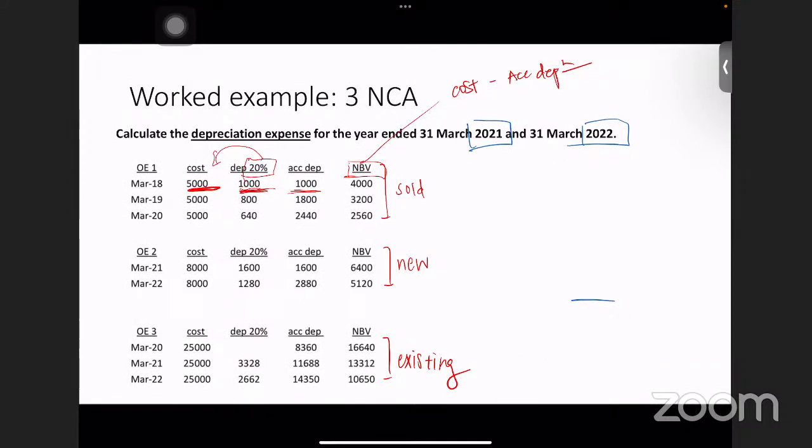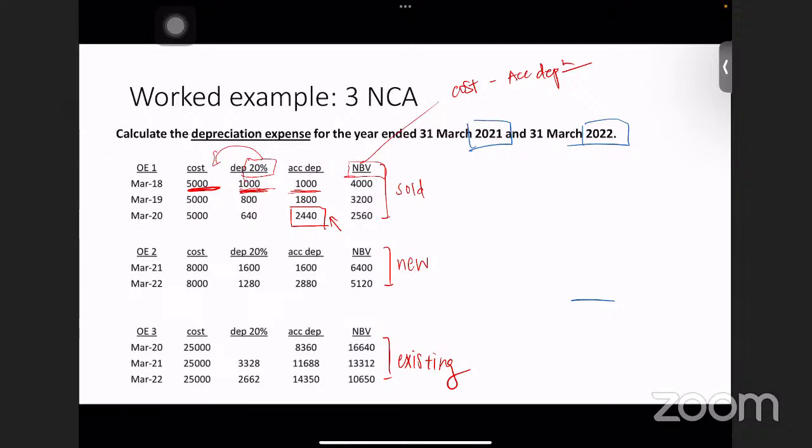So here, for my sold equipment, I will just stop at March. When I sold my equipment, my total accumulated depreciation is what I have here. This is the figure that I'm interested in. At the time that I sell, my total accumulated depreciation is 2,440. This is what we are interested in. That's why we always do the one we sell first.